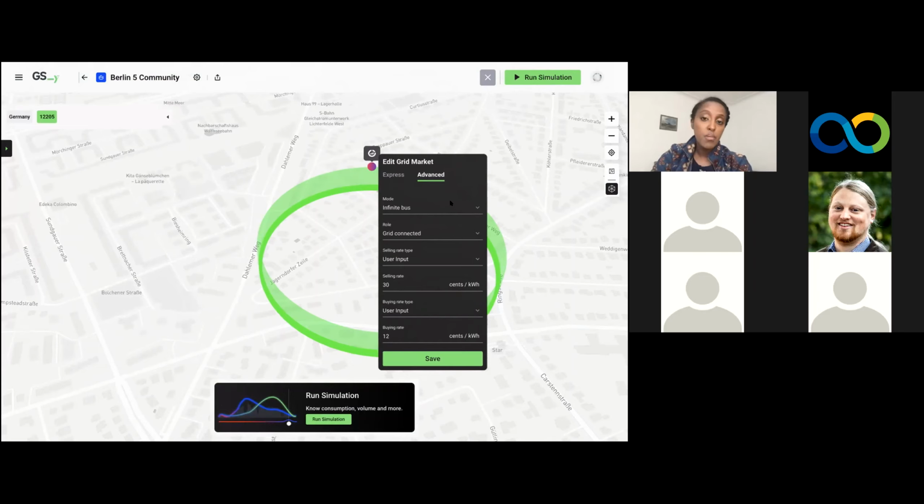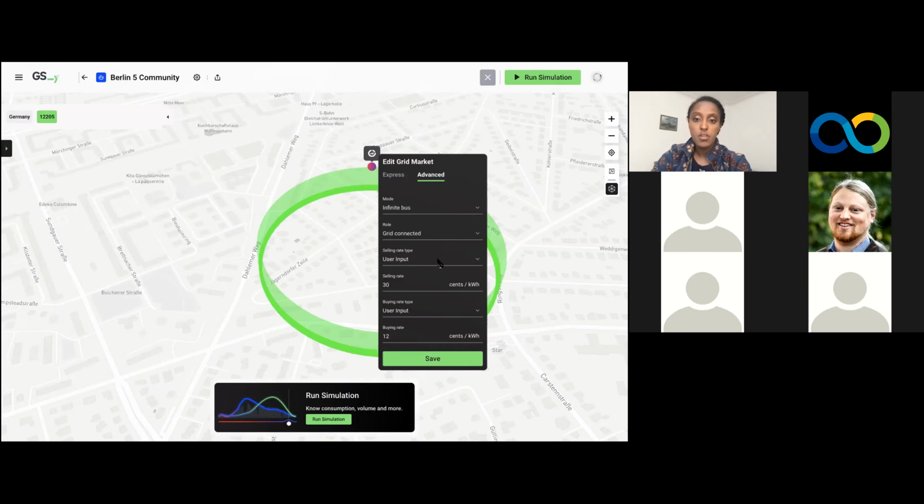So we have different modes. One mode is this infinite bus mode, which allows the community to sell its excess to the electricity grid. And then we have another mode, which is the infinite power plant. In this mode, the community can only buy if they need more electricity that cannot be provided within the community, and the utility company cannot buy. So I will pick the infinite bus.